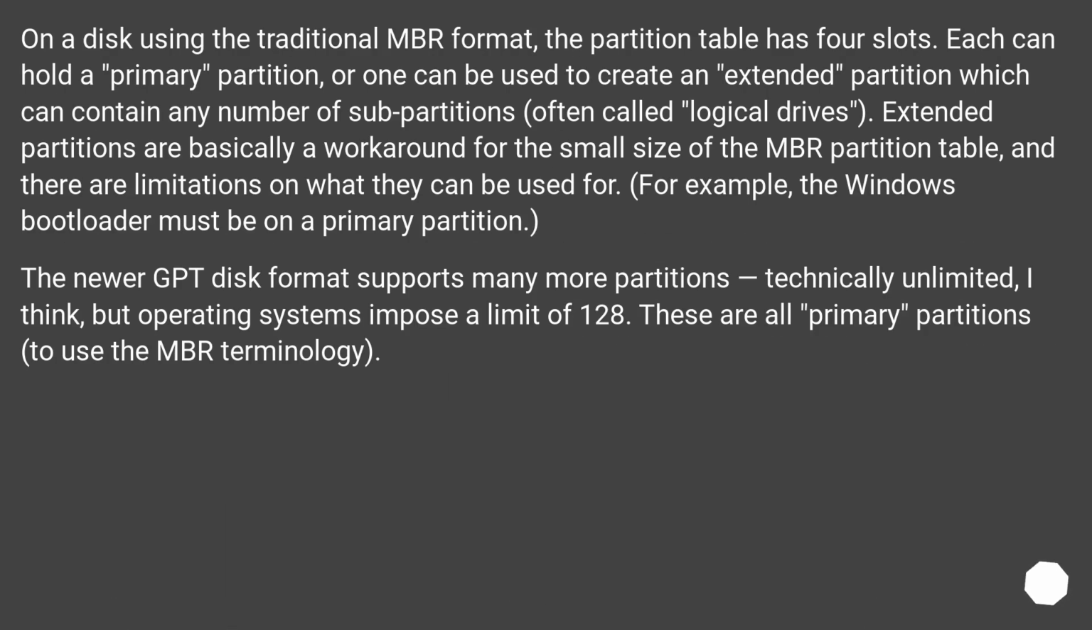On a disk using the traditional MBR format, the partition table has 4 slots. Each can hold a primary partition, or one can be used to create an extended partition which can contain any number of subpartitions, often called logical drives. Extended partitions are basically a workaround for the small size of the MBR partition table, and there are limitations on what they can be used for. For example, the Windows bootloader must be on a primary partition.